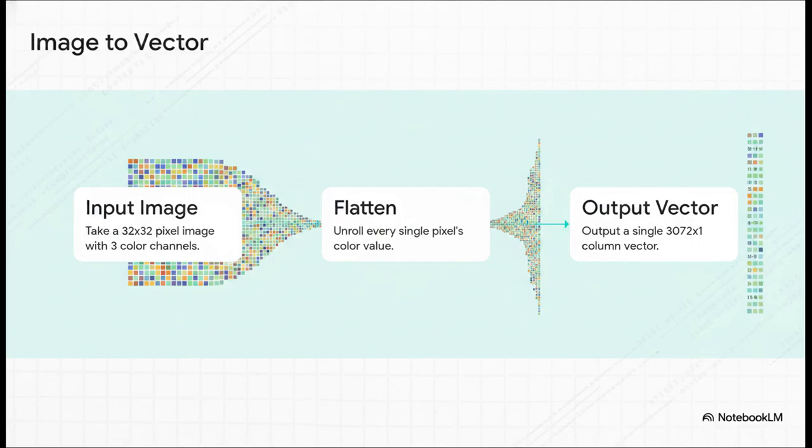Let's look closely at the pipeline of how this actually works, pulling from Stanford's CS231N course. See, computers don't look at a neat grid of pixels the way our human eyes do. To a computer, an image is just raw data. So the pipeline takes that 32 by 32 pixel image and it completely flattens it. It unrolls every single pixel's color value, stacking them one on top of the other into one continuous, incredibly long list. The final output is a single 3072 by 1 column vector. We have literally unspooled a two-dimensional image into a single high-dimensional vector so the machine can actually process it.